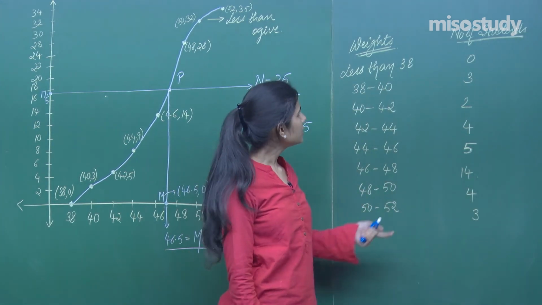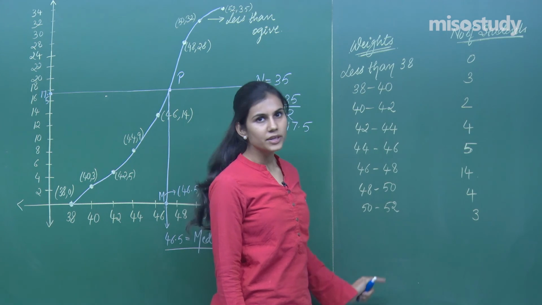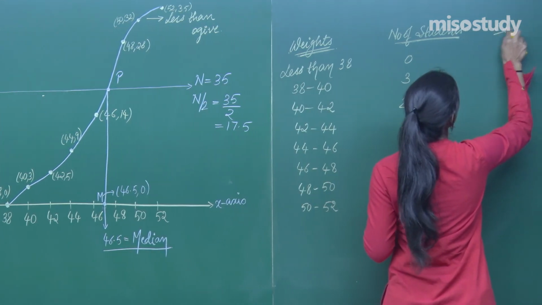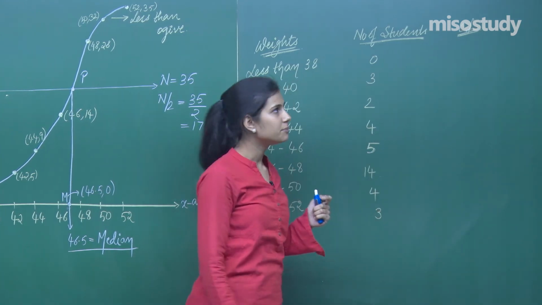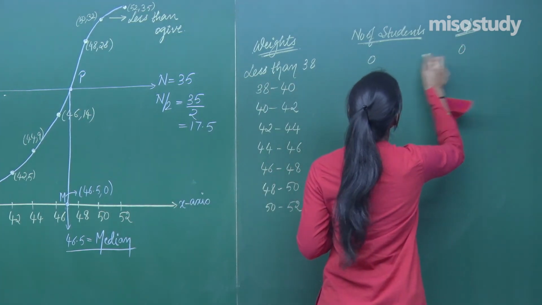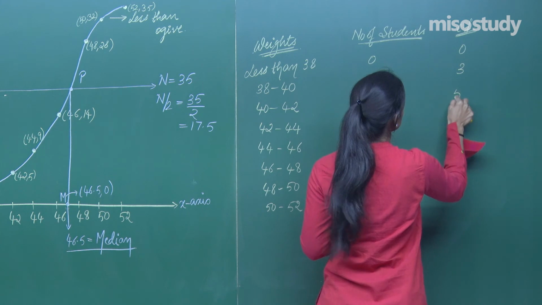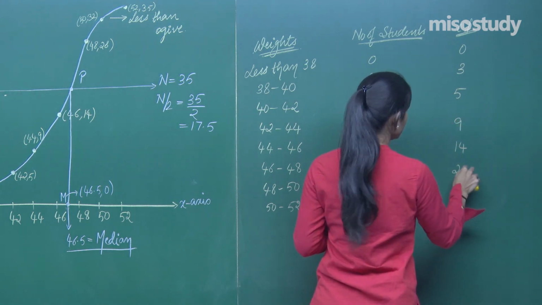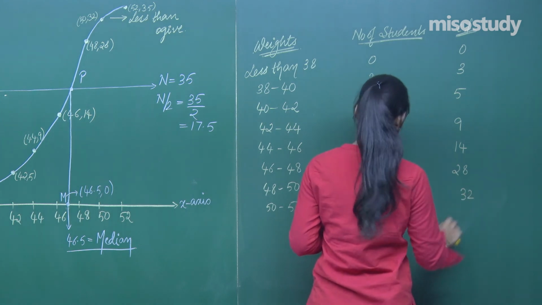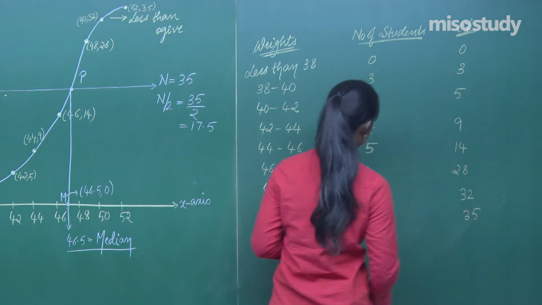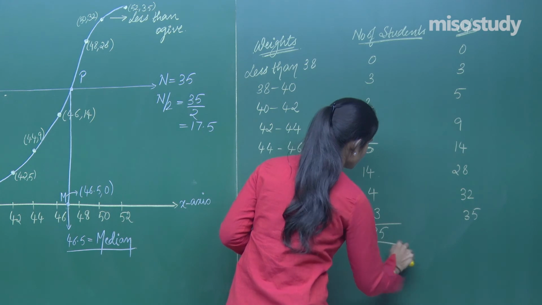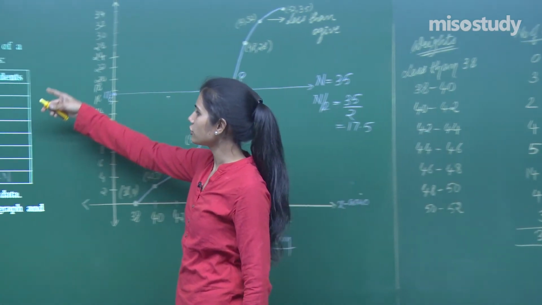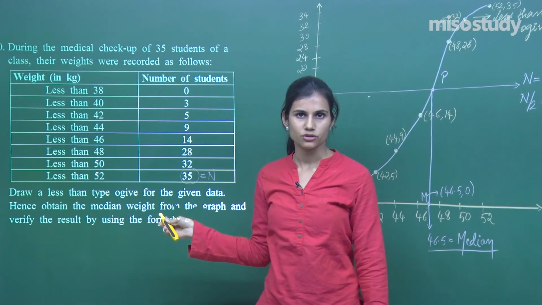Is it understood? You have your frequencies with you, you have the class intervals with you. Now if you calculate the cumulative frequency, as you do when you evaluate the median, you get here 0, 0 plus 3 is 3, 3 plus 2 is 5, 5 plus 4 is 9, 9 plus 5 is 14, 14 plus 14 is 28, 28 plus 4 is 32, 32 and 3 is 35. This sum is 35. And you can see that this column of cumulative frequencies is completely matching with this complete column which is given to you.